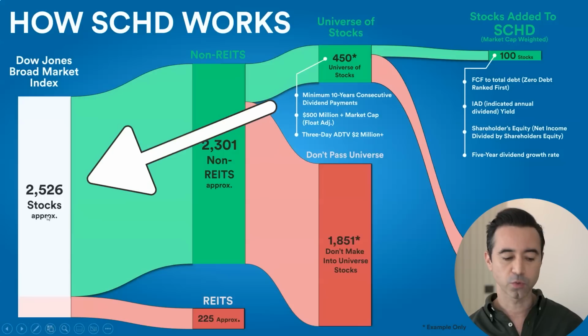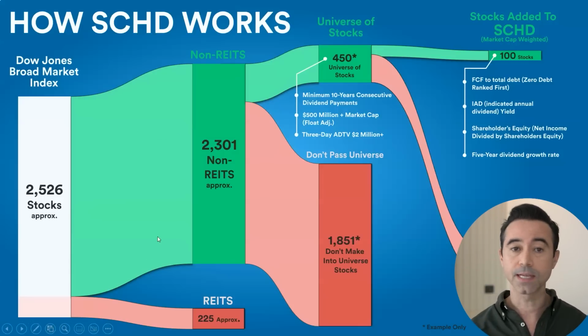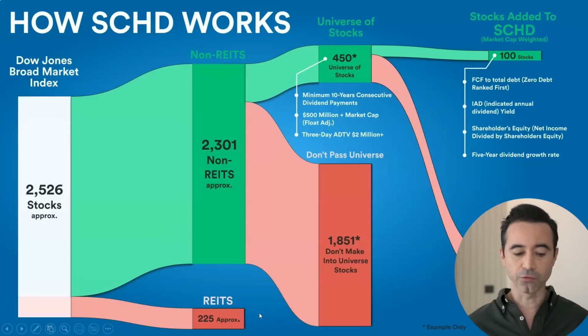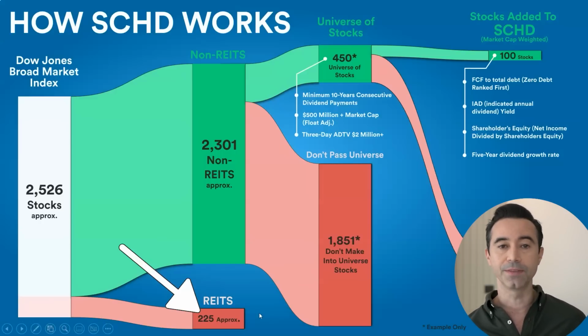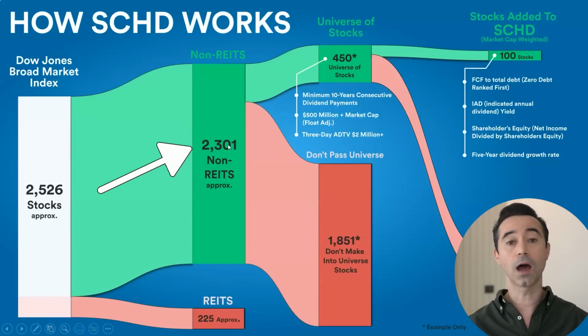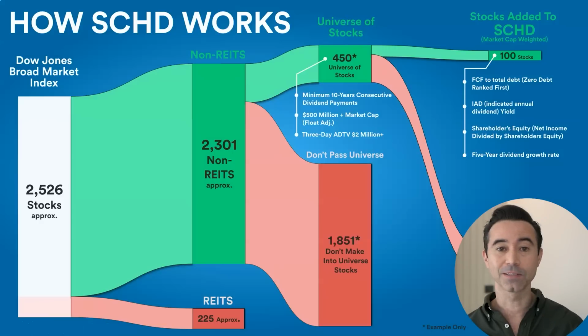There's 2,526. The first thing it does is say, okay, we don't want REITs, or real estate investment trusts. It does not invest in those. So I did an approximation. There are around 225 REITs trading inside the United States, so let's say there are 2,301 non-REIT stocks. Okay, now we have that. Let's distill this a little further.